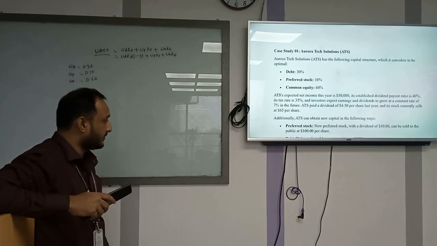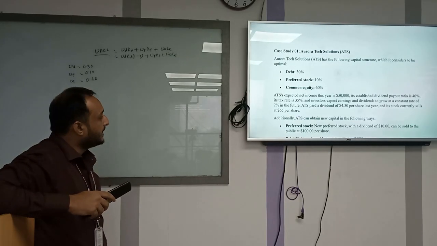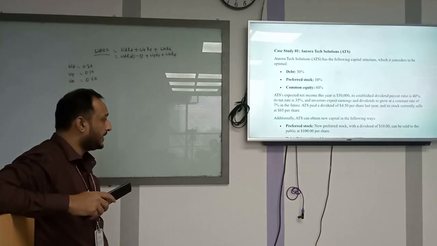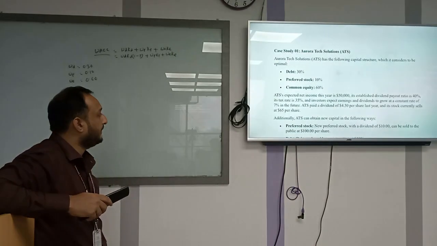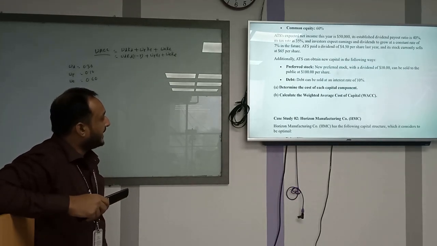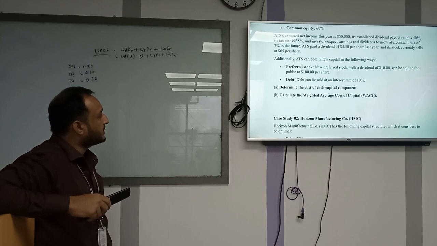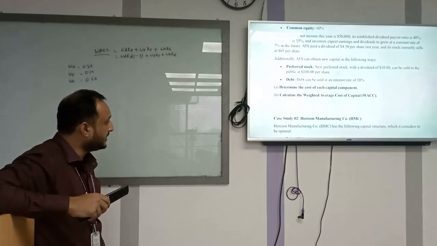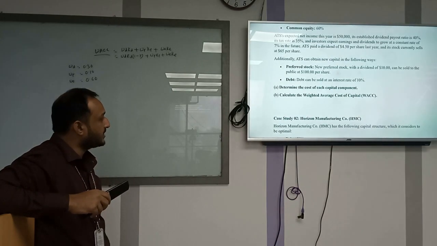Additionally, ATS can obtain new capital in the following ways. First, preferred stock. A new preferred stock with a dividend of $10 can be sold to the public at $100 per share. Okay. Debt can be sold at an interest rate of 10%. কি বলেছে? Determine the cost of each capital component, calculate the weighted average cost of capital.